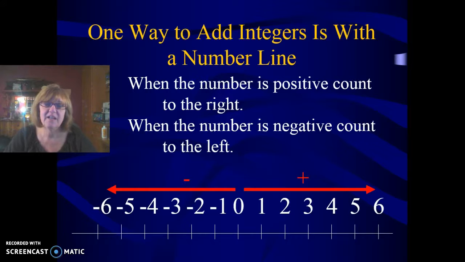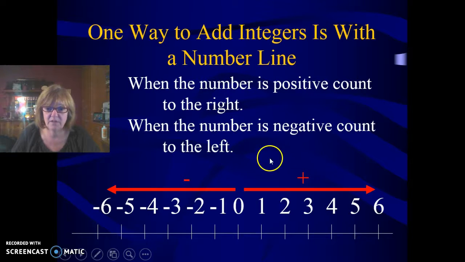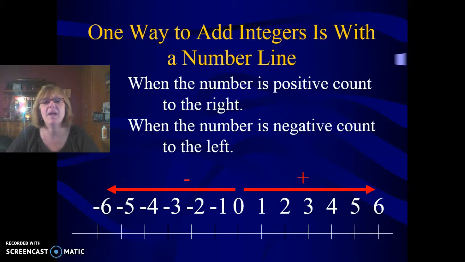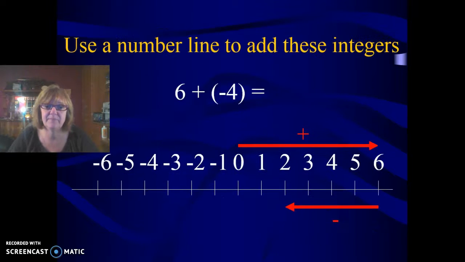First strategy is add numbers with a number line. So when a number is positive, we count to the right. And when the number is negative, we count to the left, right? Well, start at 0, we go this way, positive. If we start at 0 for a negative, we go this way for the negative, or minus. Minus, by the way, and plus are the same thing as positive and negative, okay? Just remember that.